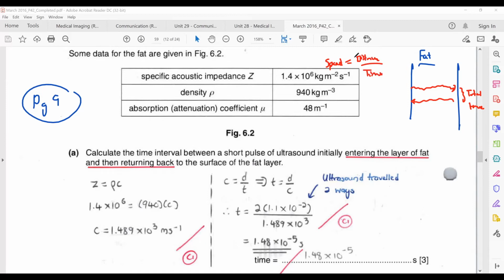time. Speed is equal to distance over time. You need to know the speed, you need to know the distance, only then can you find out the time. So for the ultrasound traveling in the layer of fat, you can find out the speed because you know that the specific acoustic impedance Z equals rho C, where Z of the fat is 1.4 times 10 power 6, and the density of the fat is 940. This will then tell you the speed of the ultrasound in that medium, in fat. So you get the speed as 1.49 times 10 power 3 meters per second. You know the speed is this much.